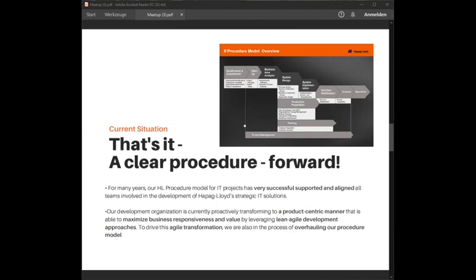And when I say whole organization, I mean really the complete Hapag-Lloyd and not only some teams, to a product-centric and also lean and agile approach, to tackle the requests which are out there from the business departments and also from the market. So we did a huge analysis of what could or should work well.